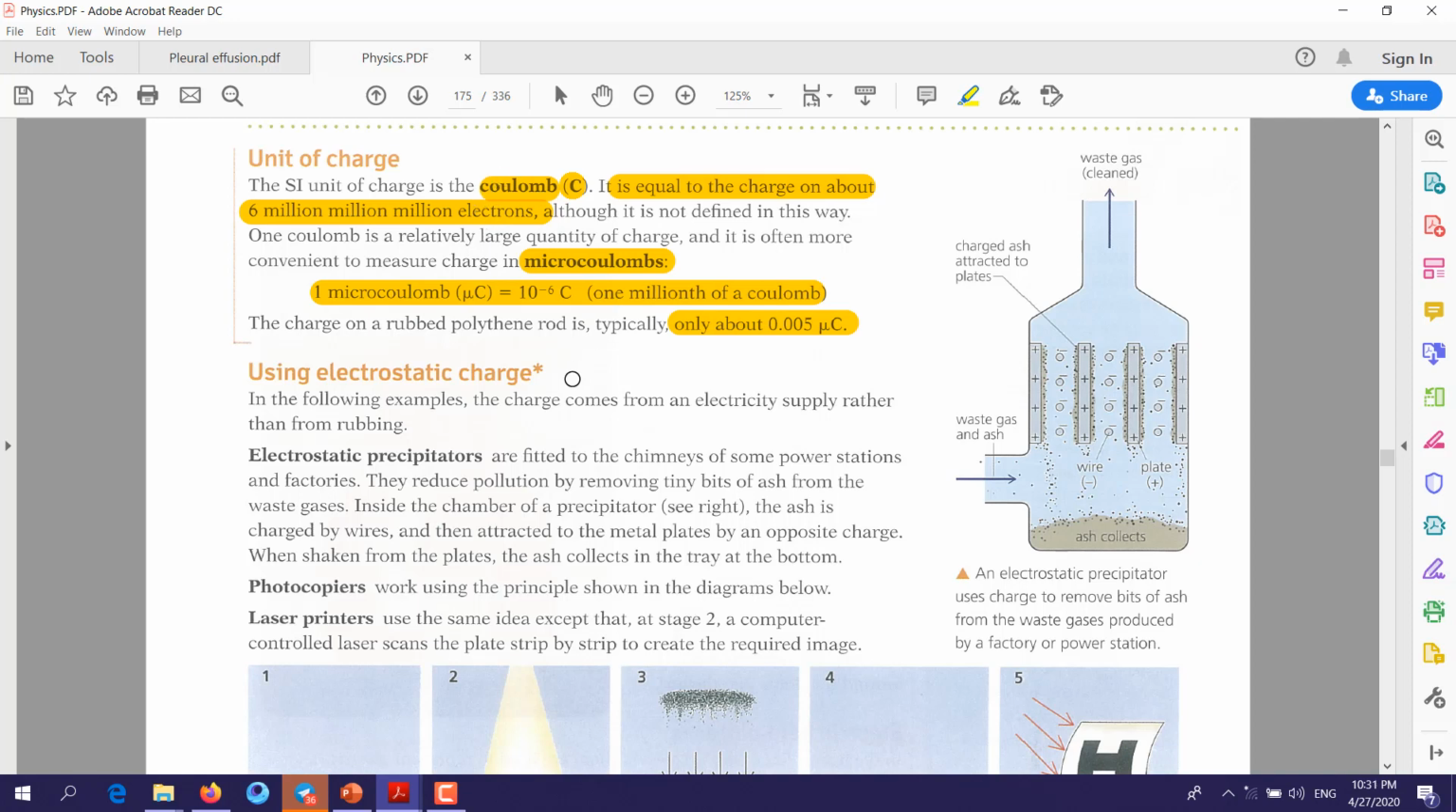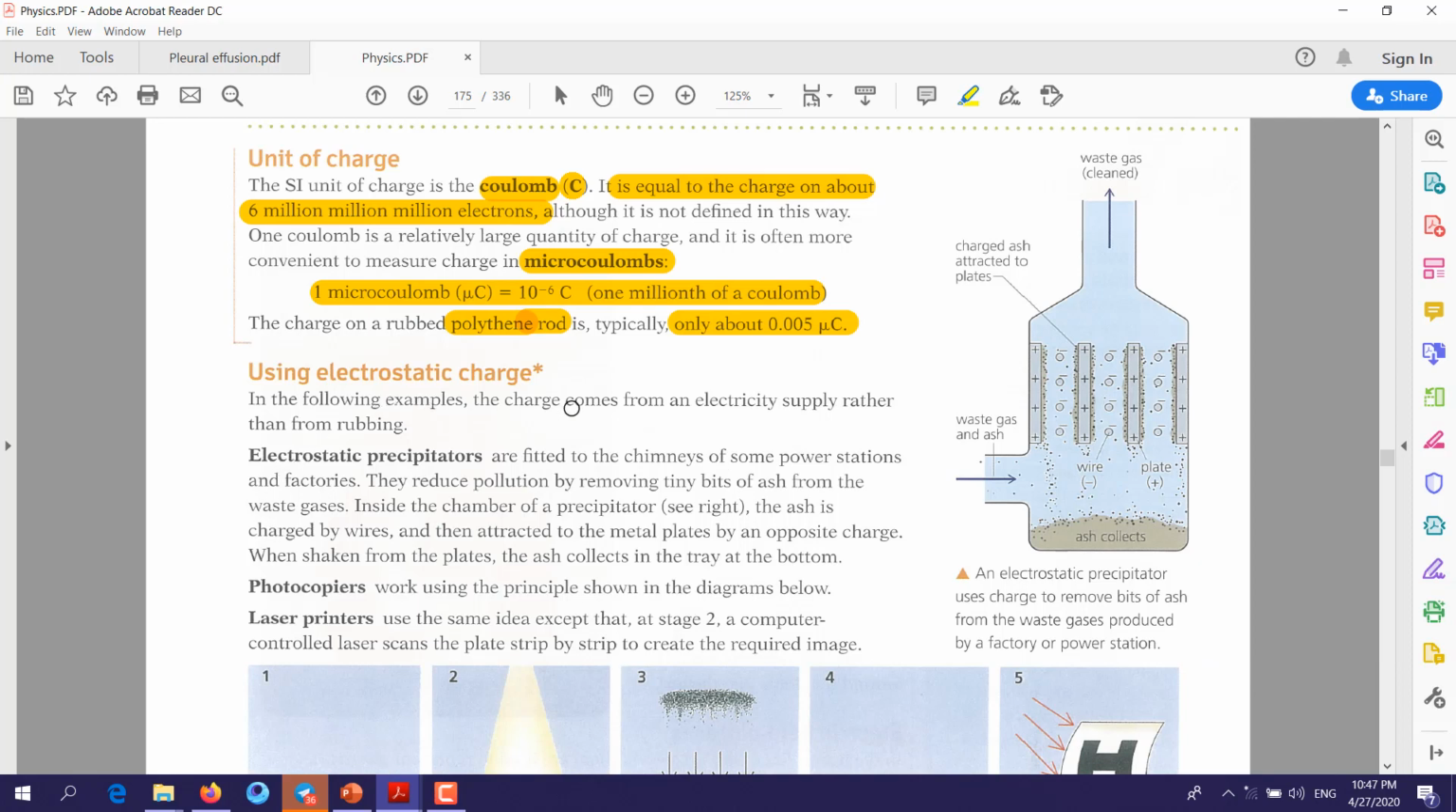Why are they not using coulombs? Because this is a large unit, a big unit. So they deal with microcoulombs. Even with microcoulombs, here we have this example, a charged polythene rod. The amount of charge in it is about 0.005 microcoulomb.